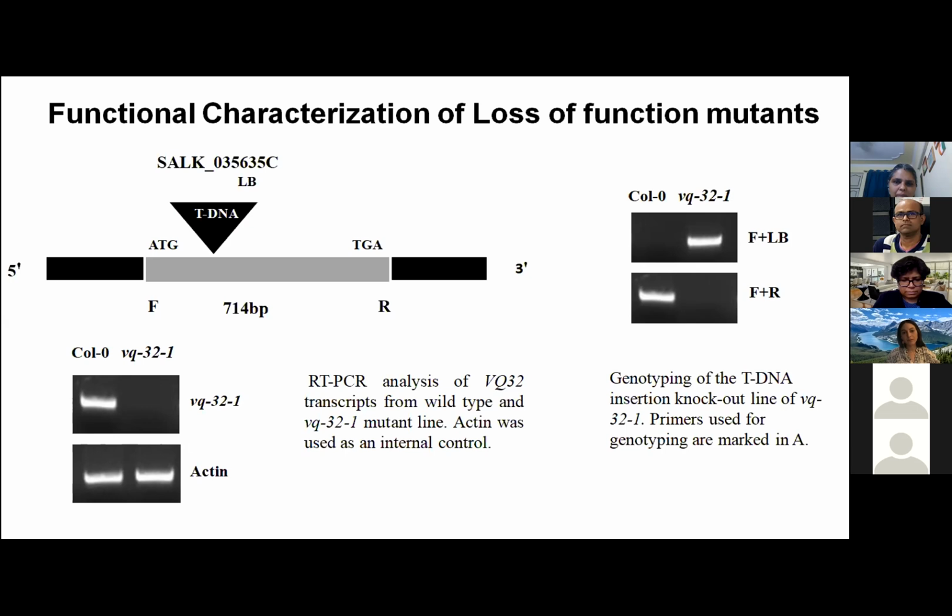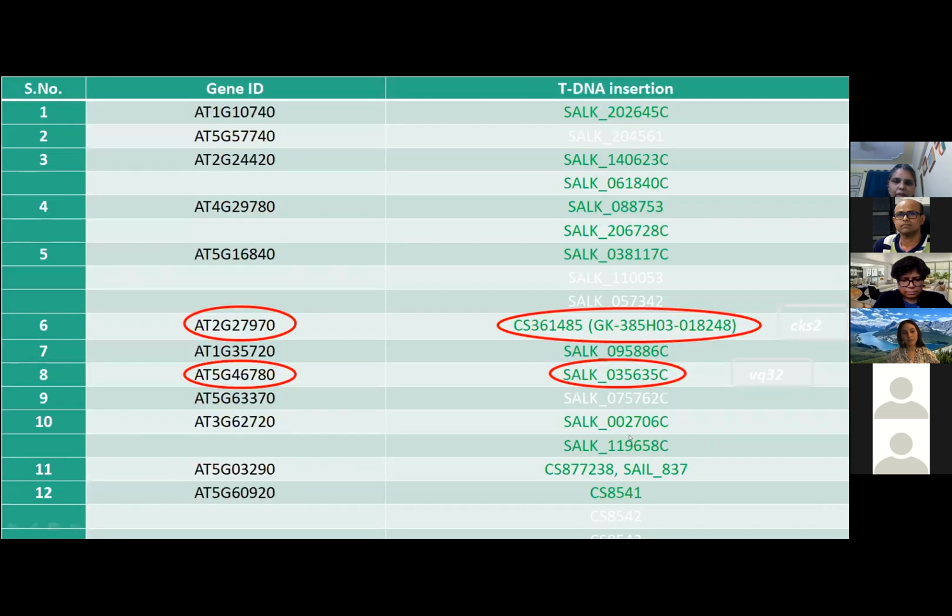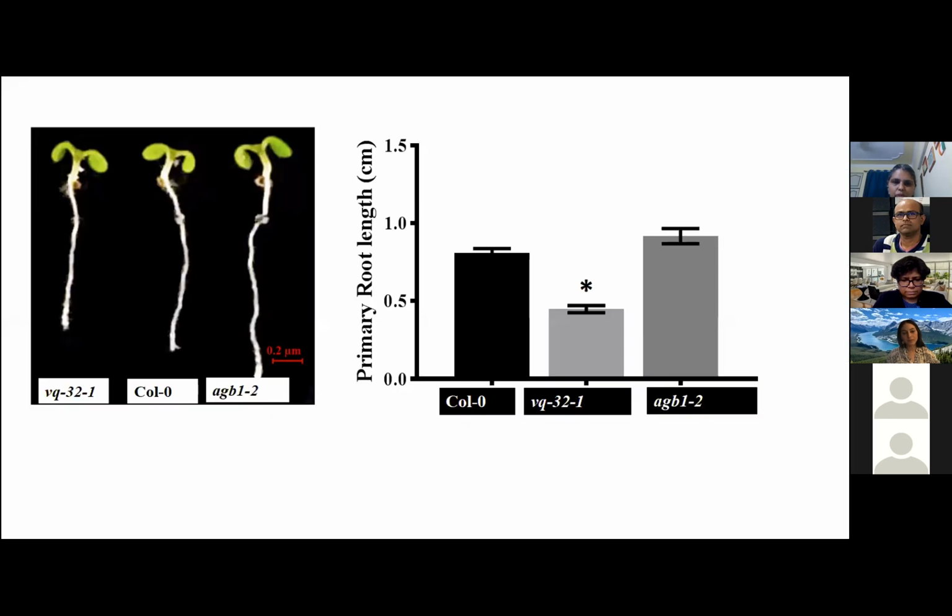So you can order them and then analyze whether they are really mutant or not, whether they have that gene knocked out at the DNA level. And then you can see whether that RNA is knocked out in terms of transcript. Once you confirm that, you are ready to go ahead with those mutants. You can do phenotypic analysis.